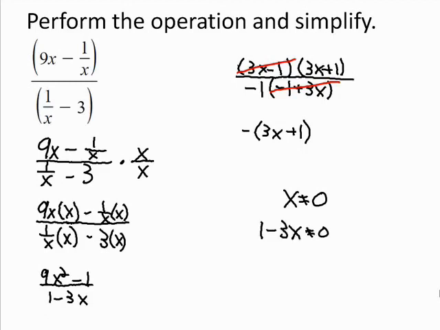Add 3x to each side. 1 cannot be equal to 3x. Divide each side by 3. X cannot be equal to 1/3. The simplified expression is negative 3x plus 1, where x is not equal to 0 and x is not equal to 1/3.